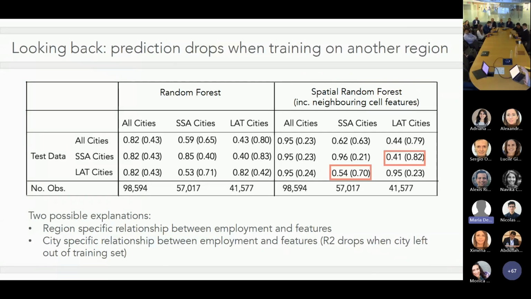Now that is what we would expect, and there are two possible explanations. First, there is a region-specific difference: something structural that's different between sub-Saharan African and Latin American cities in the relationship between these features and employment. Or there's something city-specific, so that leaving information from that particular city out of the training set means your ability to predict the city is much lower. We can't necessarily answer this question 100%, but the subsequent analysis will get us quite some way towards understanding exactly what's going on in the data and why.